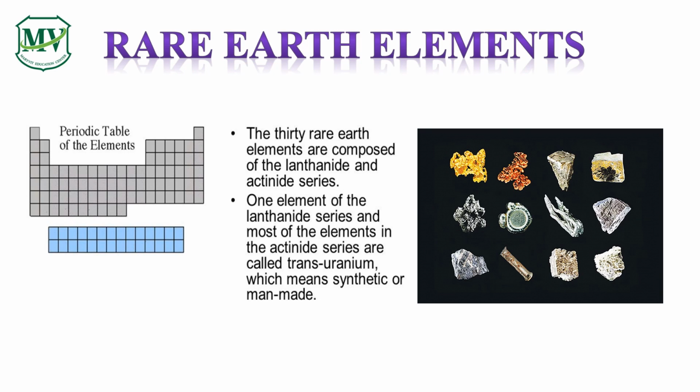Well, you have probably also heard of plutonium, or Pu, since it was used in atomic bombs. Absolutely, you heard it right. Plutonium is used for atomic bombs. One element of the lanthanide series and most of the elements in the actinide series are called transuranium. Do you know what that means? Awesome! Transuranium means synthetic or man-made.